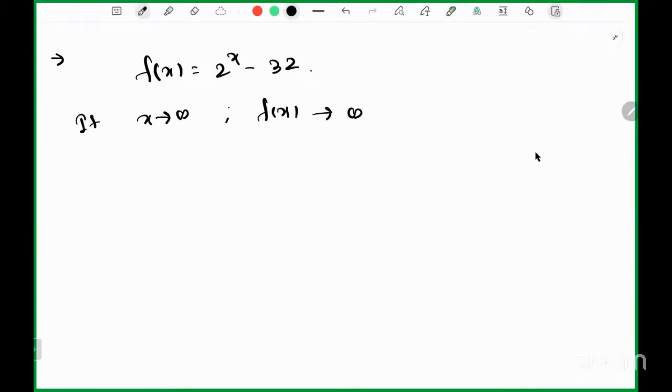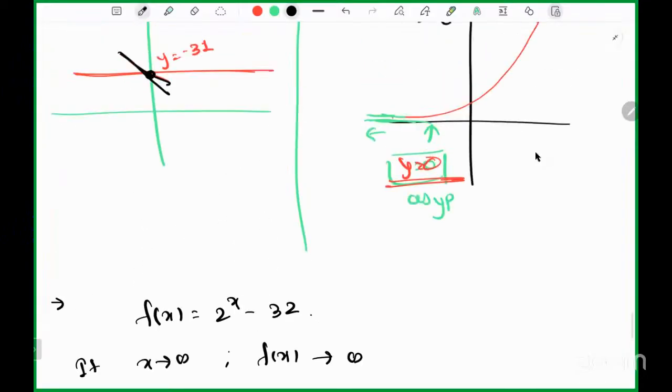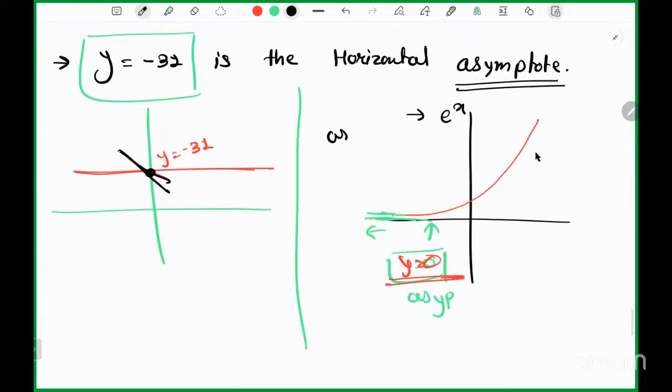So that means in this direction you won't find any asymptote. Like in this graph here, you can see as x goes to minus infinity, e to the power x is going to 0, right? So as you move along the direction of minus infinity, the value of e to the power x is getting closer and closer to 0. So y equals 0 line will work as an asymptote.